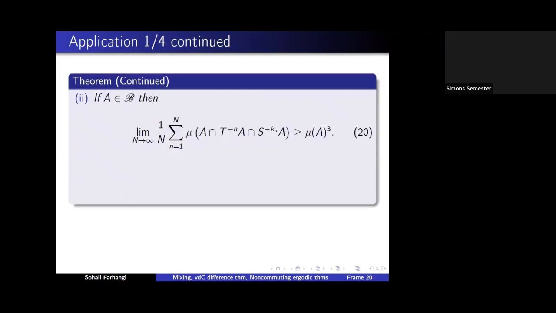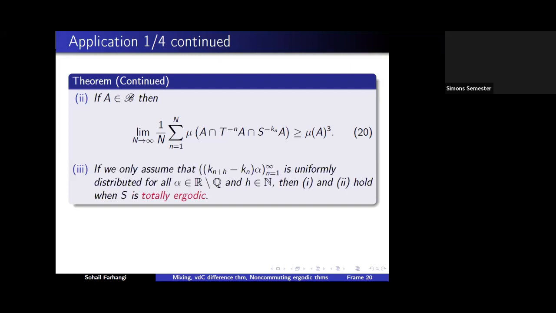So what we do is we just throw away all of the rational alphas by assuming that the system S is totally ergodic. And then when we do that, we only need uniform distribution for the irrational alphas, which is a condition satisfied when k_n is n squared or n cubed or some other polynomial of degree 2 or more. So we can still have the first two parts of this theorem for polynomial sequences as long as we assume that the transformation S is totally ergodic.